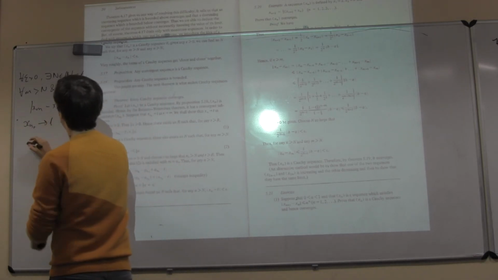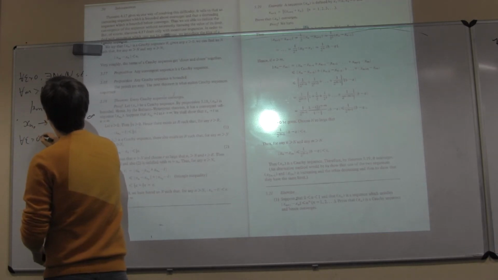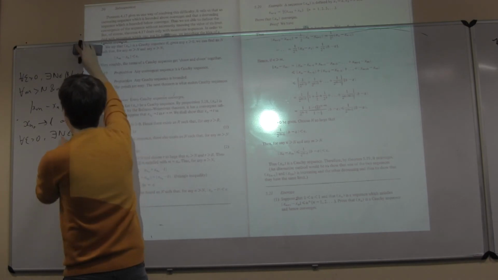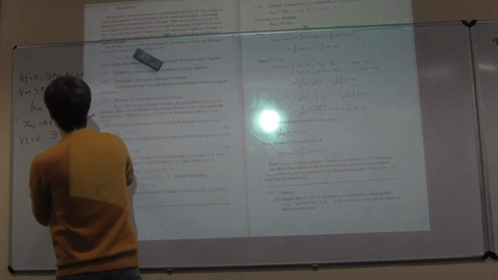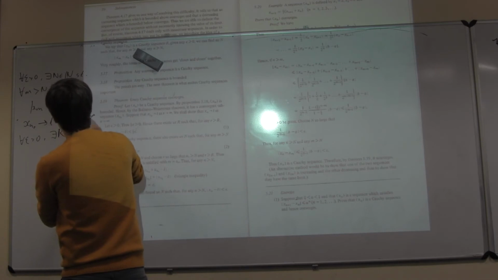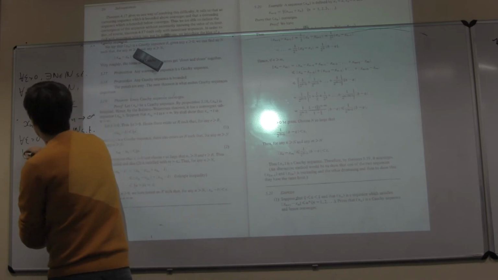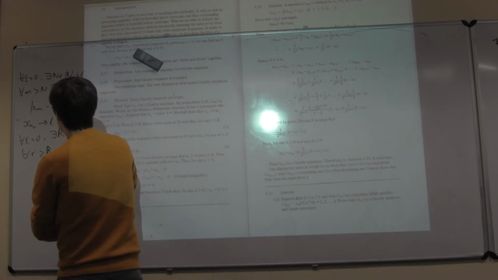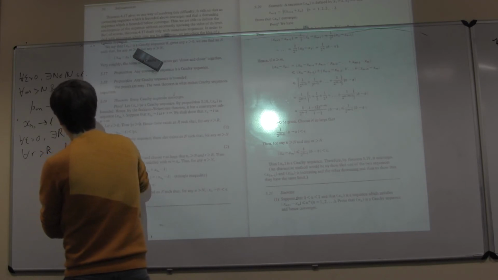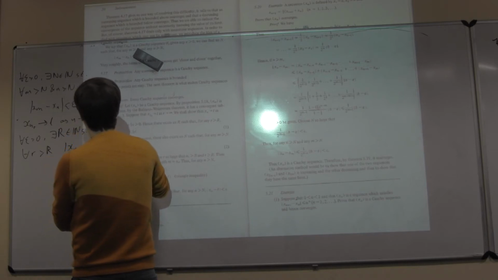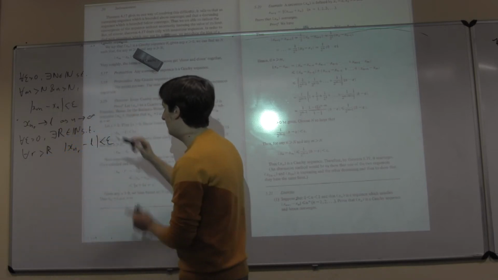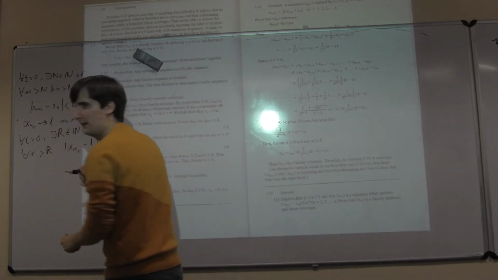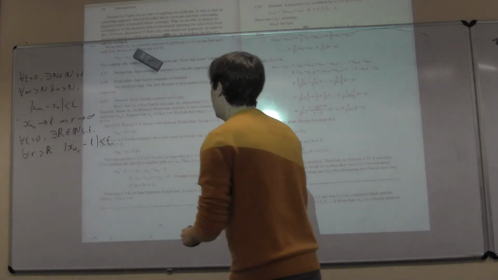Okay, so what does this mean? This means that for all epsilon greater than naught, there exists capital R in the naturals such that for all r greater than capital R, the absolute value of x sub n_r minus L is less than epsilon. Okay, that's just the definition of that. Oh, sorry, this is as r goes to infinity.